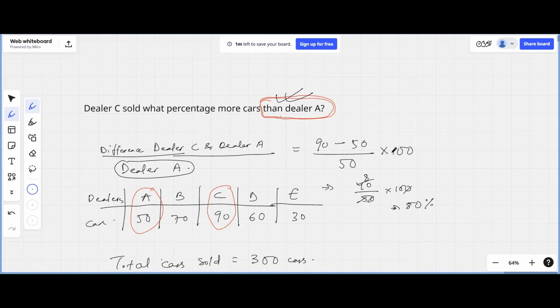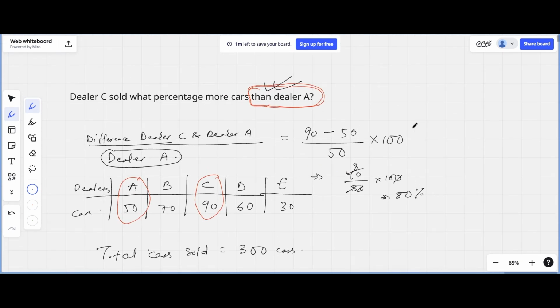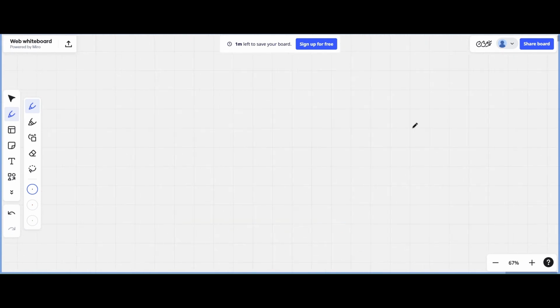Let's see a little bit more. Now we'll go to a little bit more advanced. These questions will come in the exam, in paper one. I hope you get it. Now a little bit more advanced. We'll go one step further.